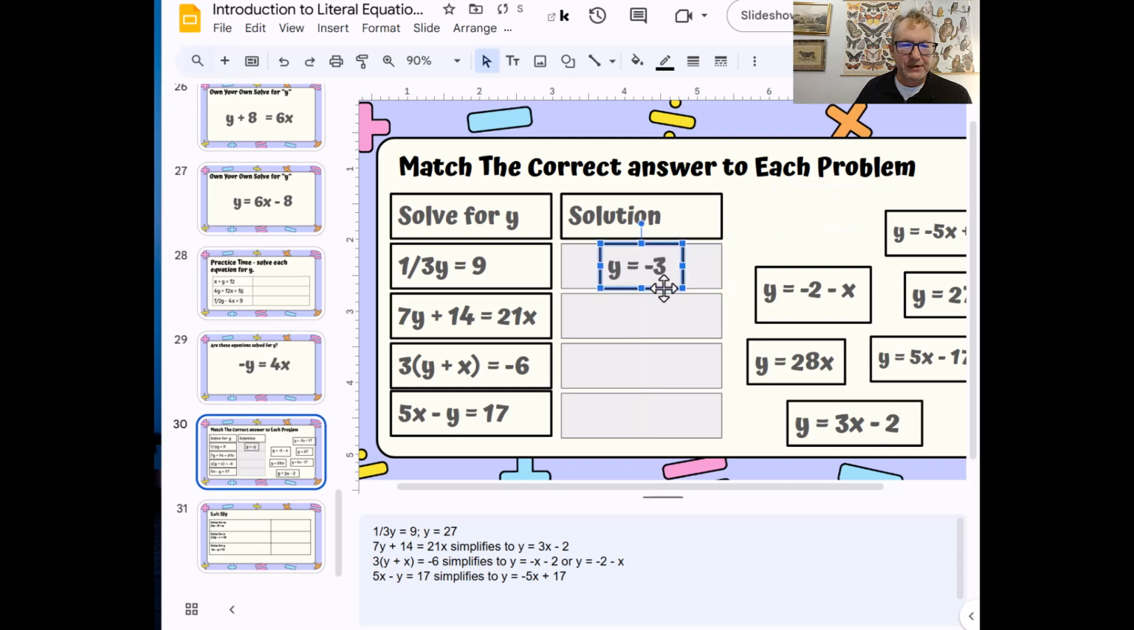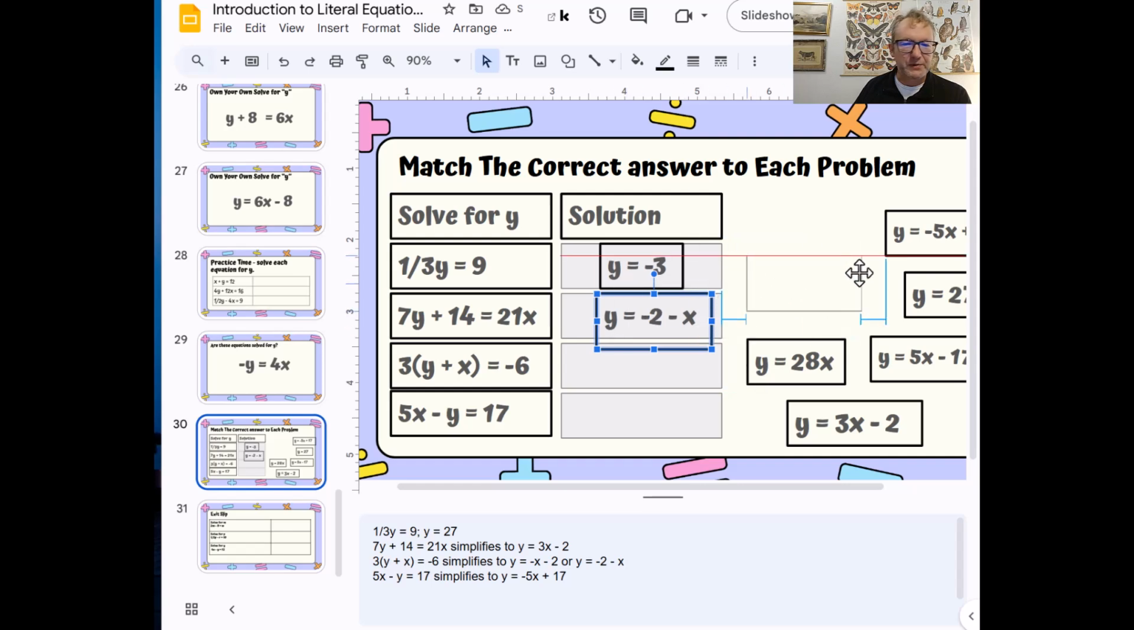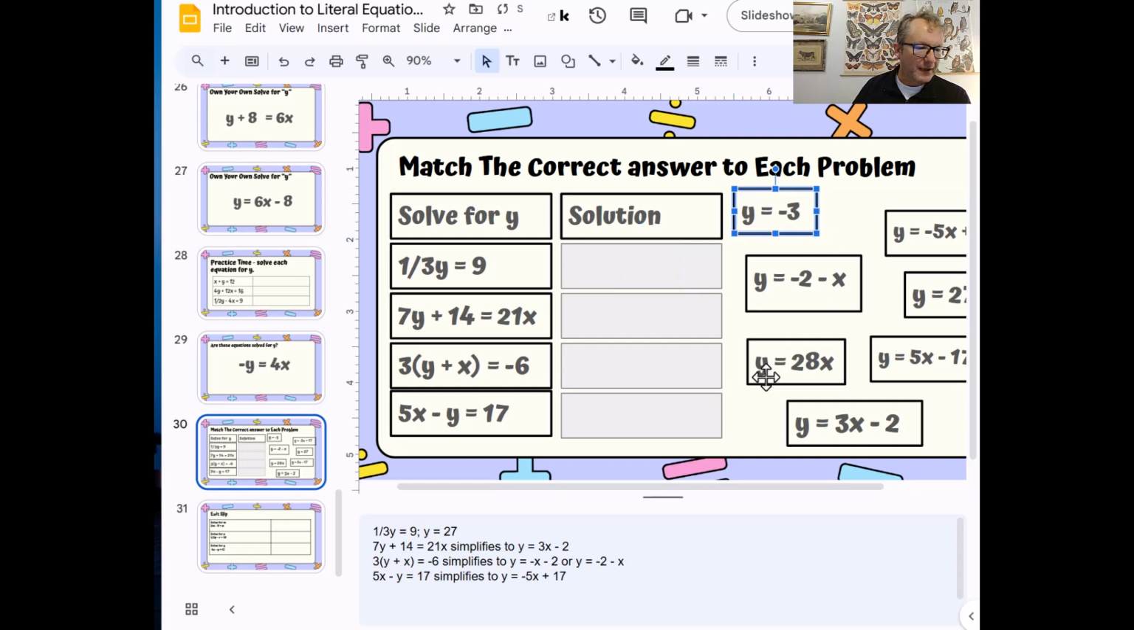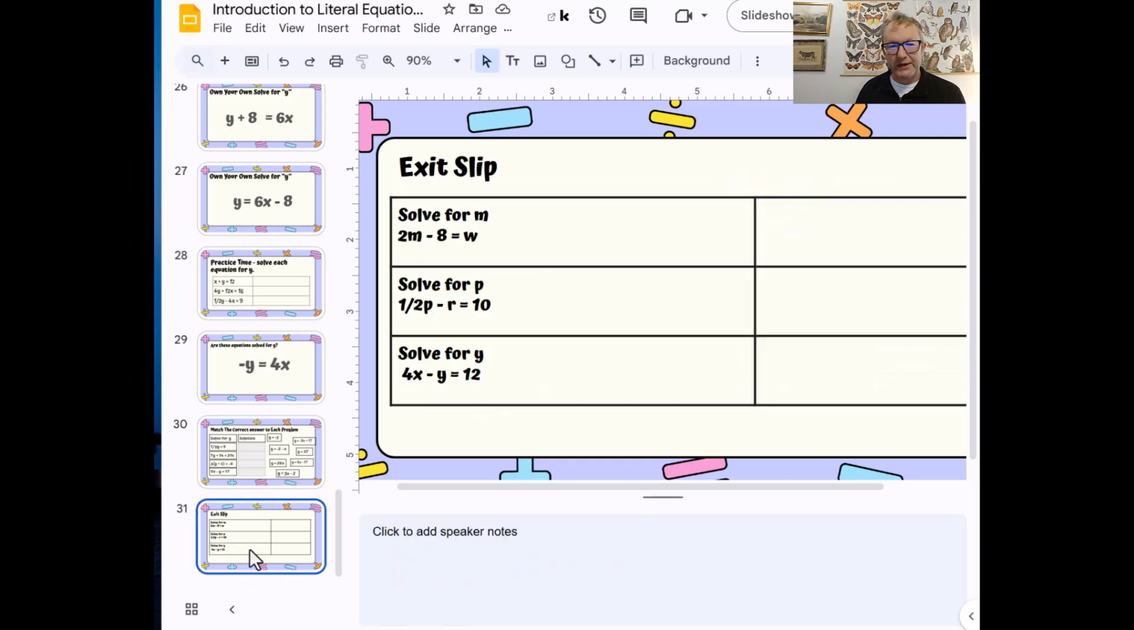Finally, we've got interactive match the answer to each problem. So put this on your Google Classroom or whatever learning management program you use, and they're able to interact with it. Once again, this could be individual, it could be small group, think, pair, share, and then we end with the exit slip. These are the 31 slides.